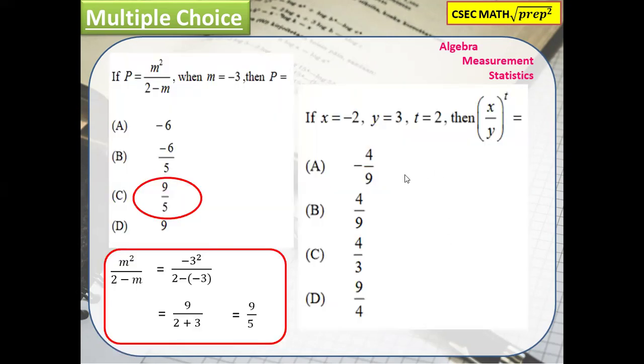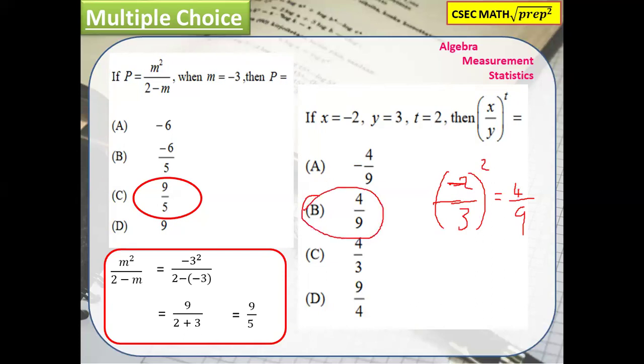The next question on the right is testing for the same thing. So what's happening here is that we have in the bracket the x value, which is minus 2, upon the y value, which is 3, and it's all squared. When you square 3, we'll end up with a 9. And squaring a negative 2 will become positive. So our answer is B. Easy.